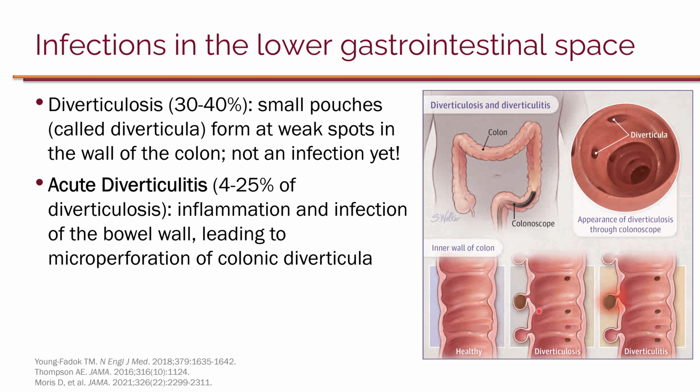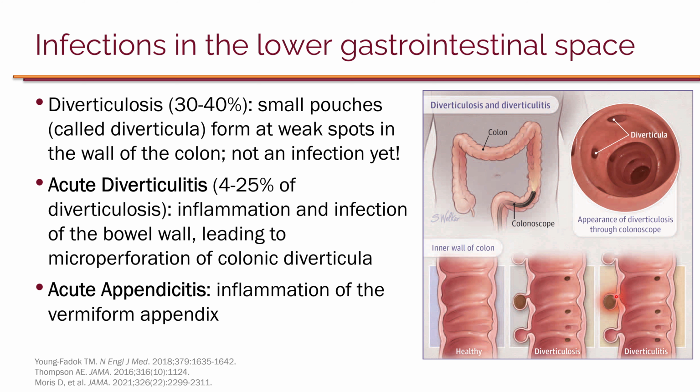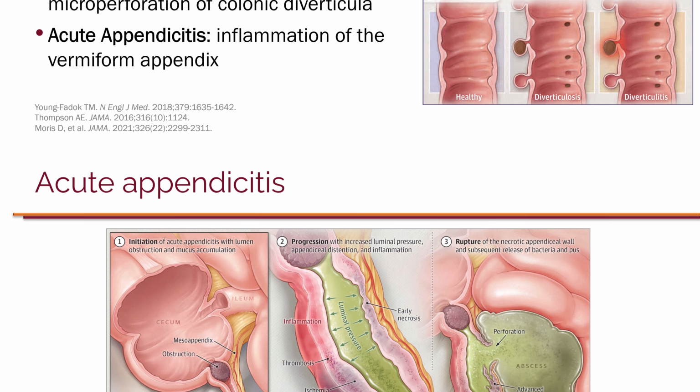But in about 4 to 25% of patients, this can lead to inflammation. Once there is inflammation, that's when you have acute diverticulitis, and it could lead to infection as well. This is when patients will develop abdominal pain, and that's when they will seek help from healthcare providers. And lastly, since the appendix is attached to the end of the colon, acute appendicitis, which is the inflammation of the appendix, is also part of the lower gastrointestinal space.